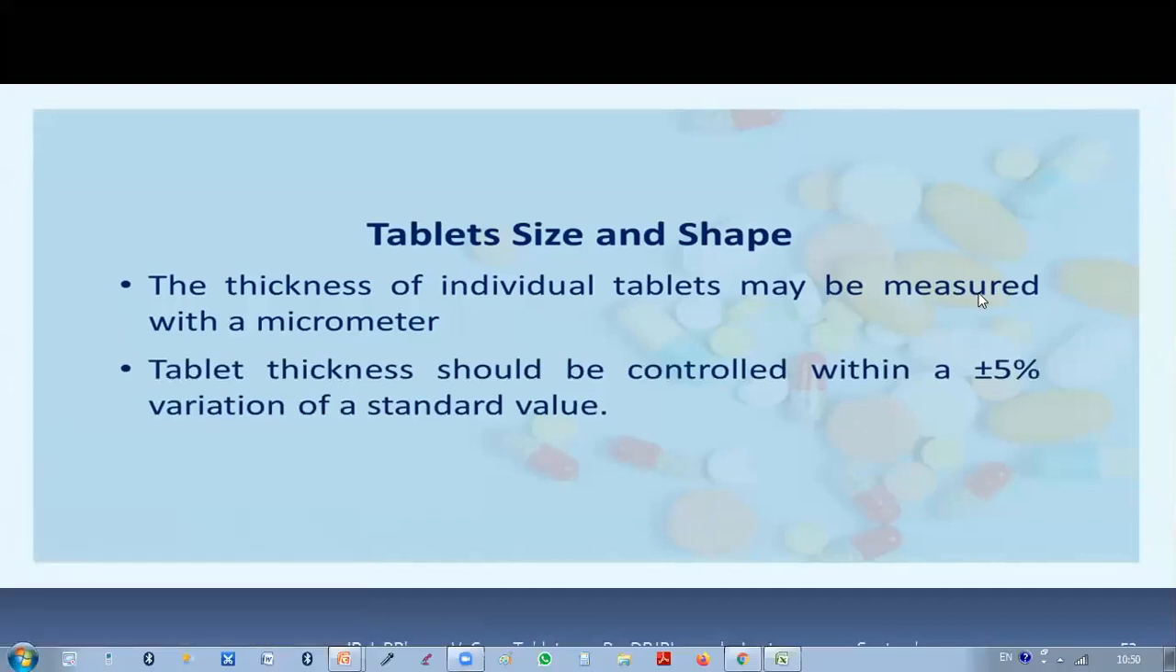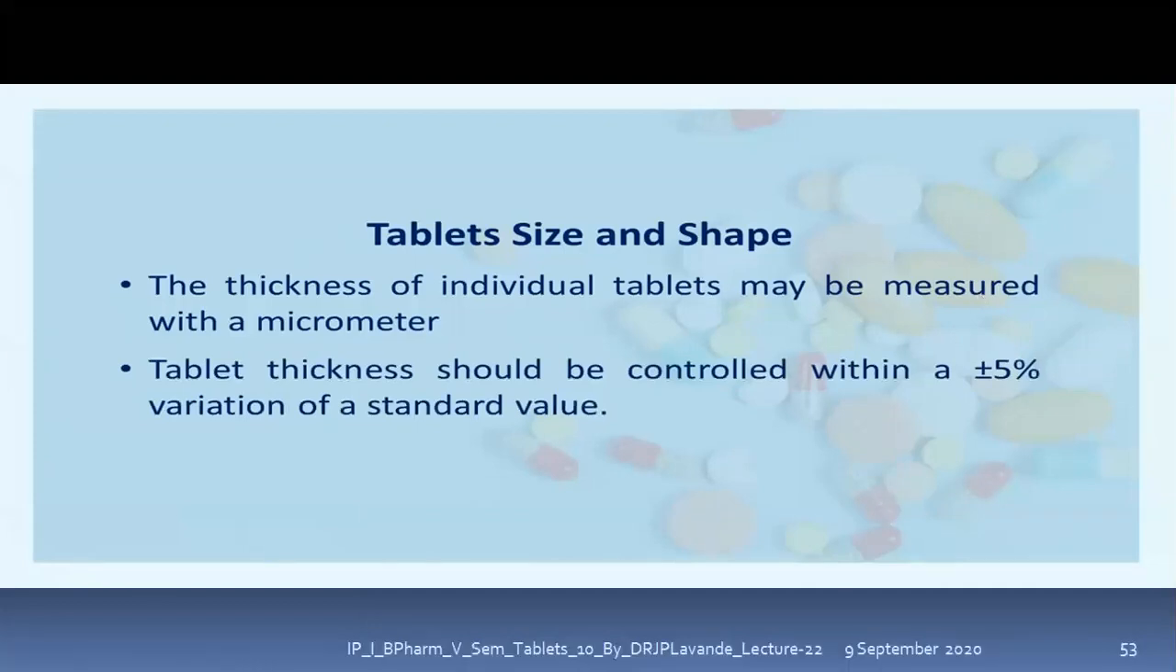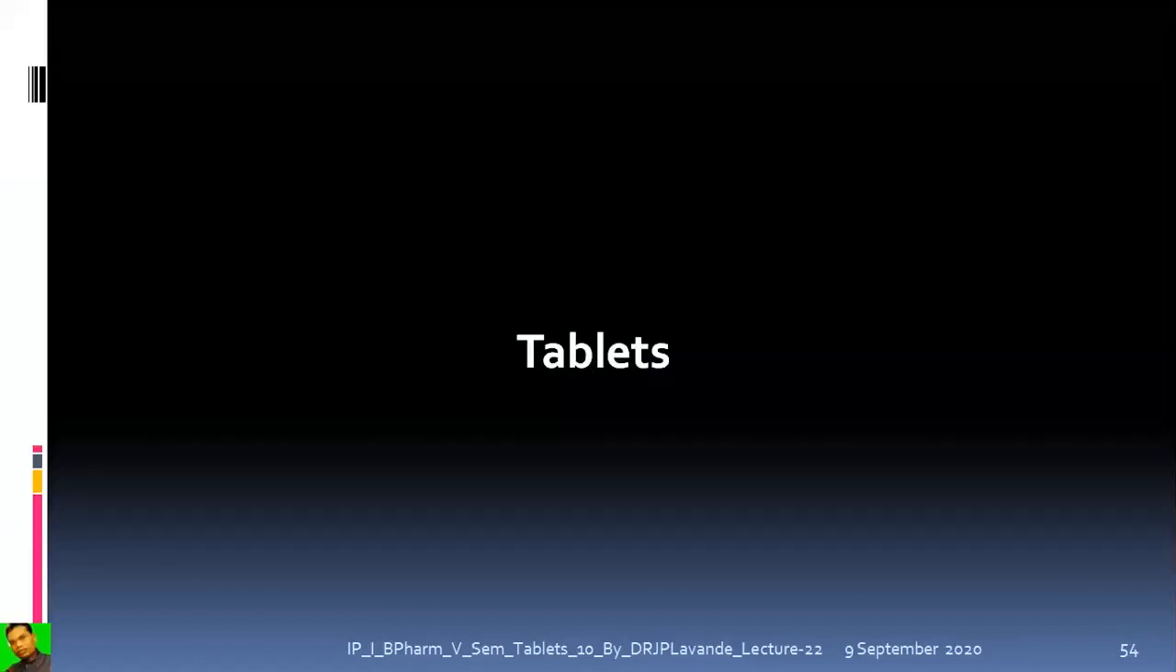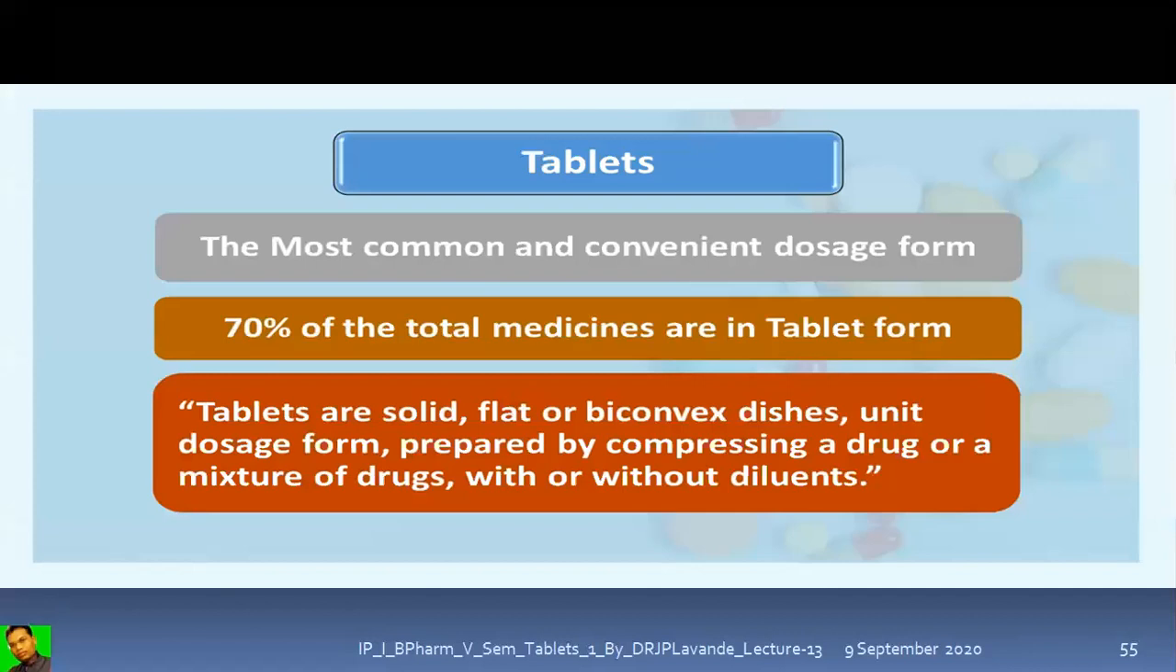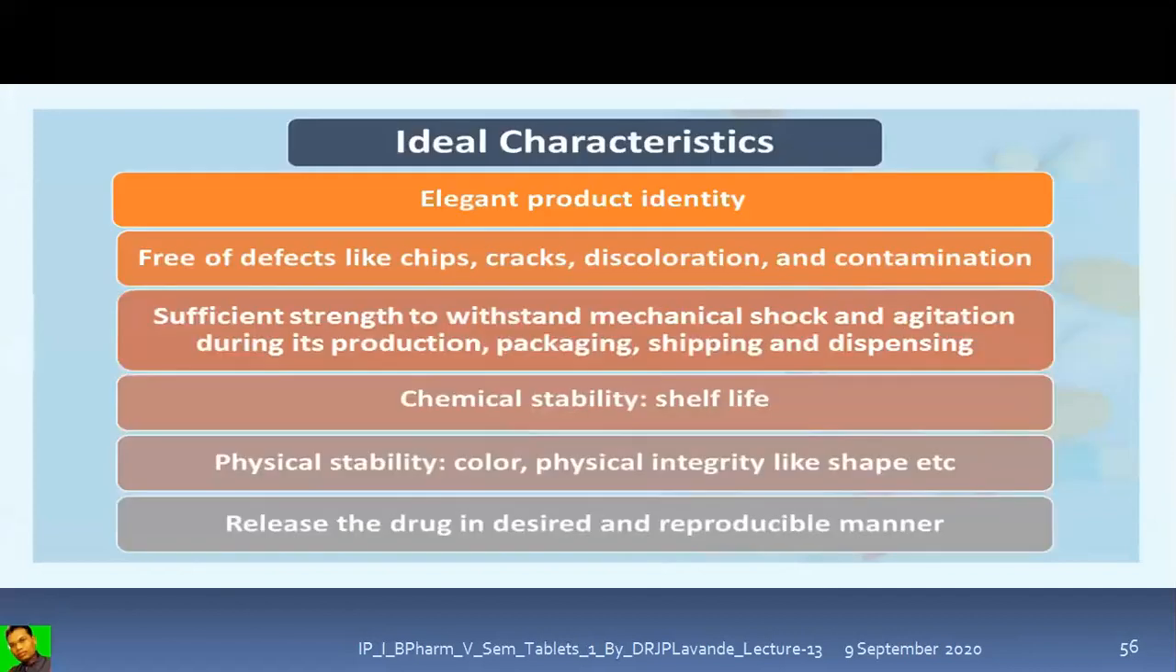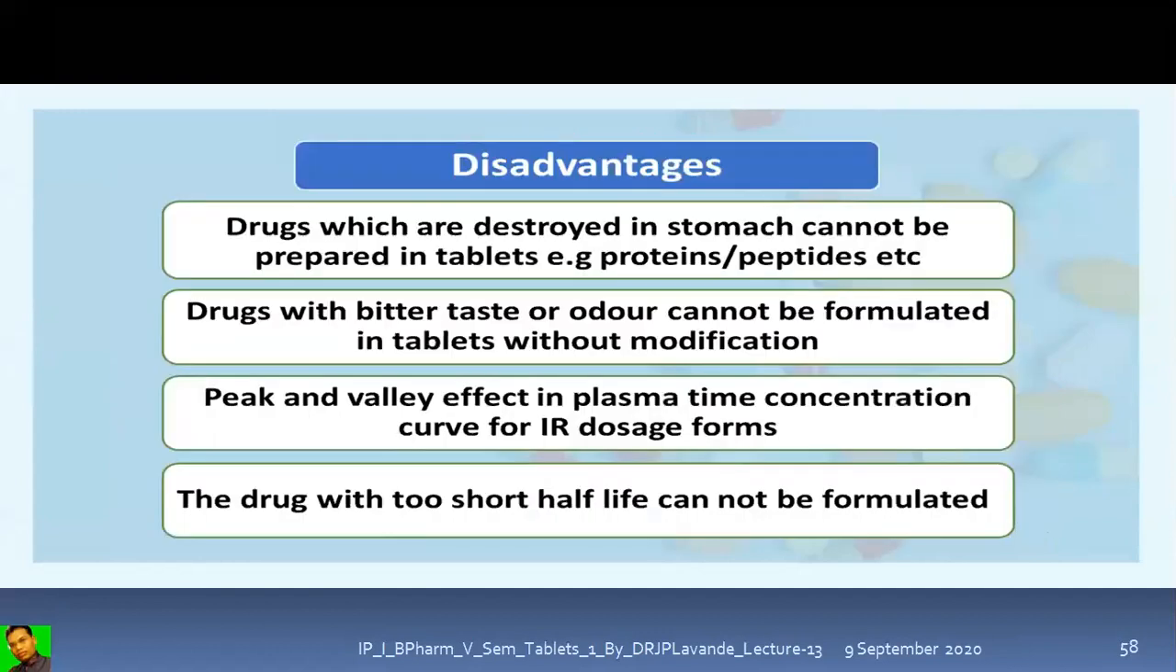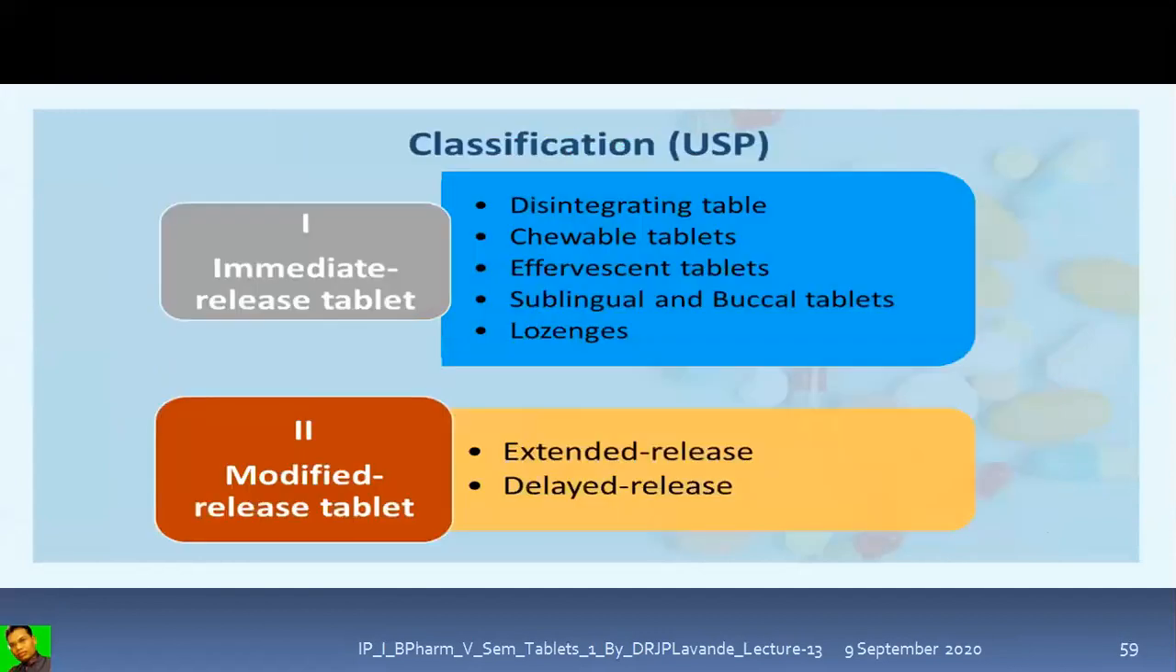So this is all about the tablet, and here we have completed the evaluation of the tablet. So let's have a recap of all the things that we saw as far as the tablet is concerned. Let's move somewhat fast right from our very first lecture. We went through the general introduction to the tablet, then we saw the ideal characteristics, then the advantages, then disadvantages, then the classification, that is the immediate release tablet and the modified release tablet.